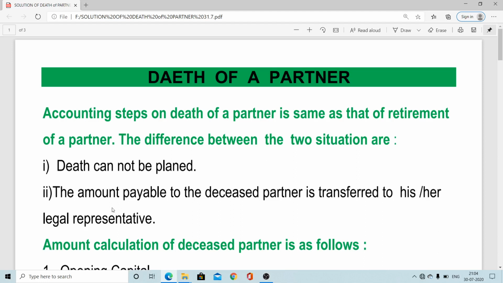And another, the amount payable to the deceased partner is transferred to his or her legal representative, because the amount which is to be paid to the deceased partner we cannot transfer in the name of the deceased partner, because the deceased partner cannot receive the amount. Therefore, the total amount you have to transfer to the deceased partner's nominee, legal representative, or another way, executor. So these two things are different; otherwise all are similar.